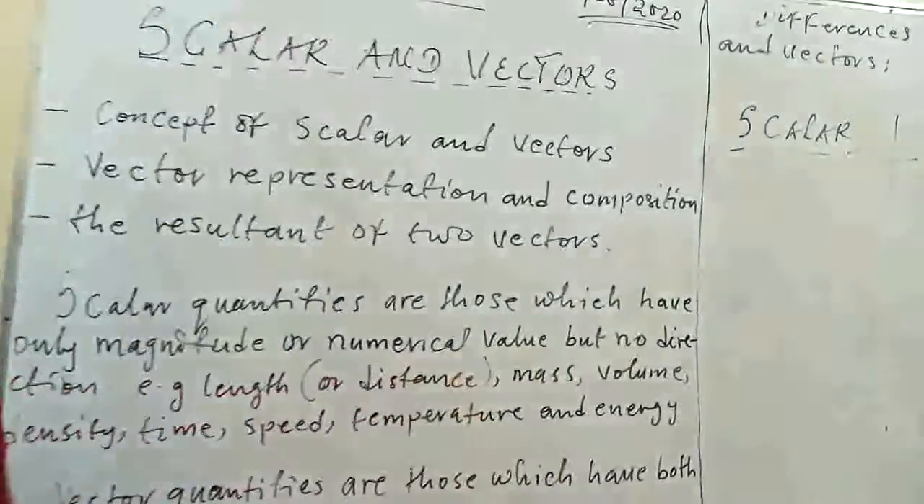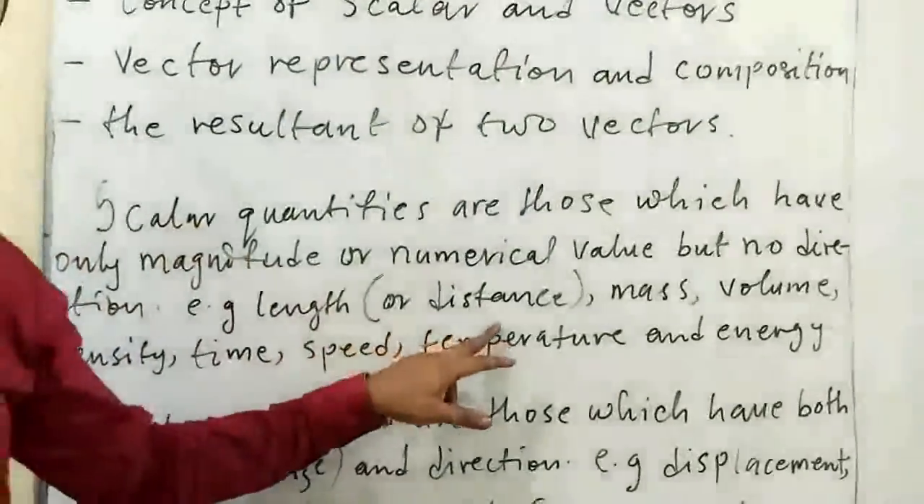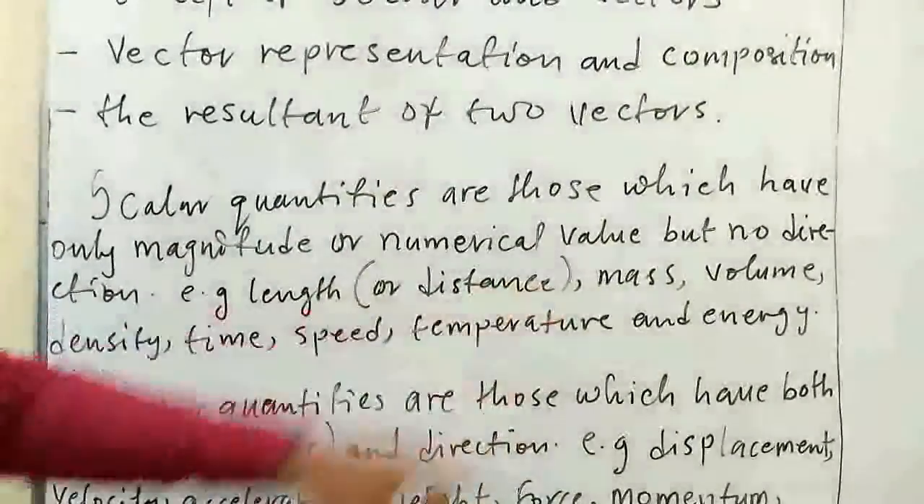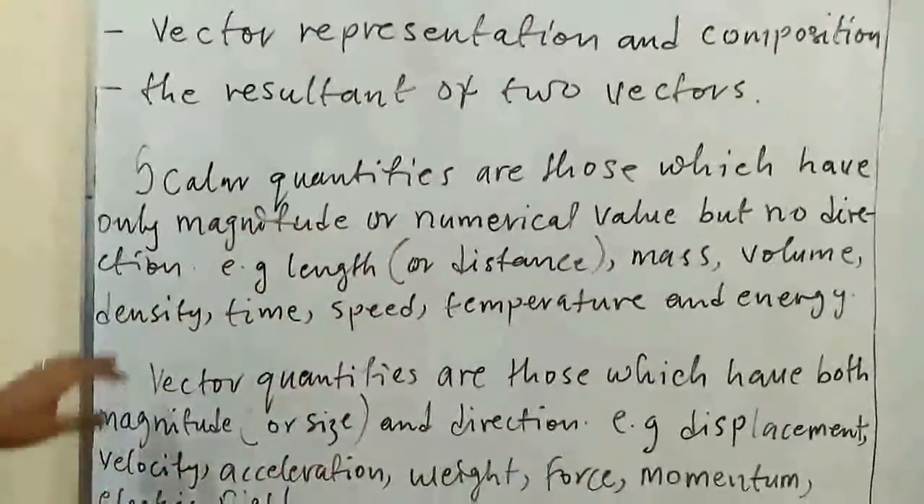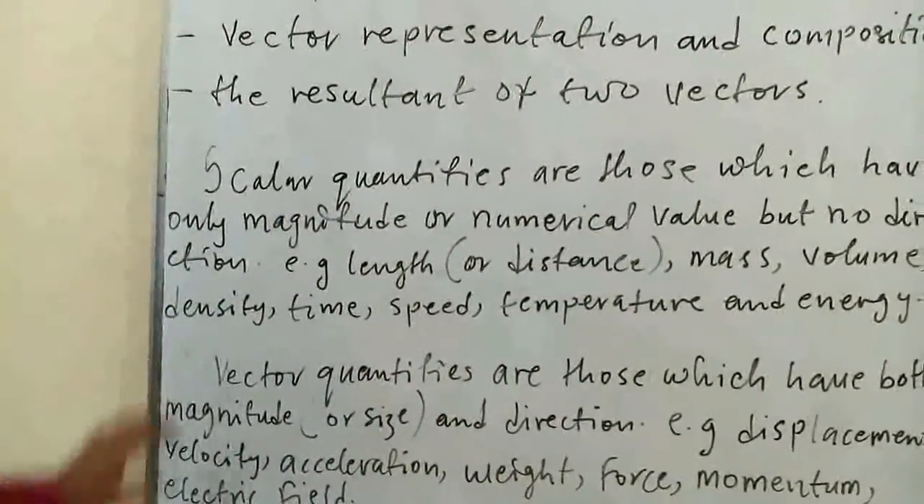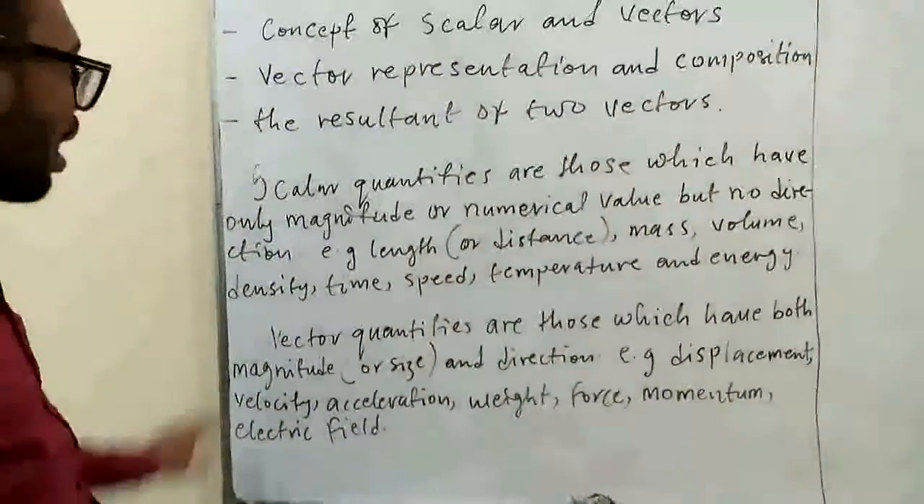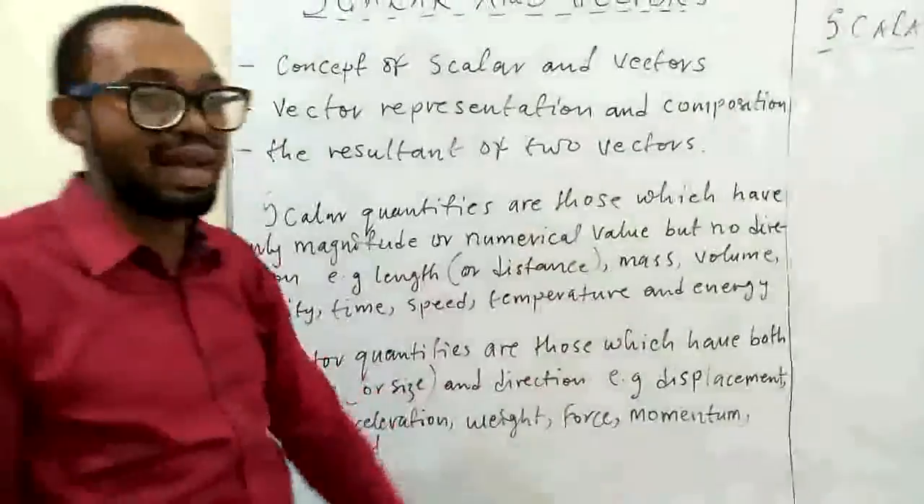Examples of those quantities are already stated clearly on the board. You have length, you can call it distance. If you don't call it length, you call it distance. Mass is another. Volume, density, time, speed, temperature, and energy. All of these are classified as scalar quantities.